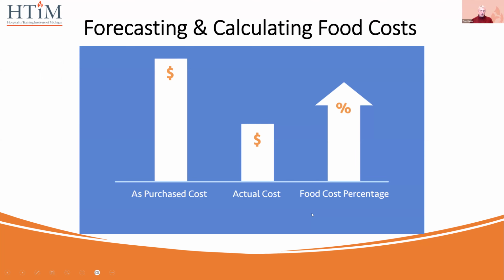So again, we know that as purchase cost goes up, the actual cost will go up. Our food cost percentage should remain the same, but again, it may not. And if it goes up, we need to make sure that we're understanding why our food cost percentage is changing. So if they don't rise in the same proportion, there's something going on. So make sure that we're on the lookout for that. Any questions, comments up to this point?